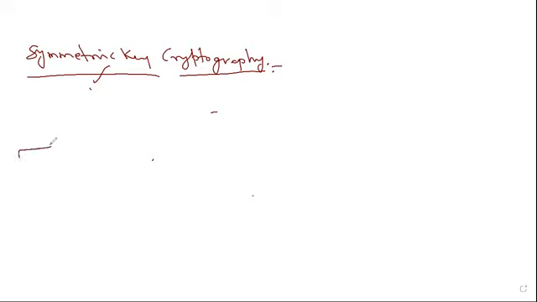Now I'll show you the symmetric key crypto system. This is the message originator. Originator of the message means the sender. He originates, that means he generates the message M, and he uses the encryption algorithm.